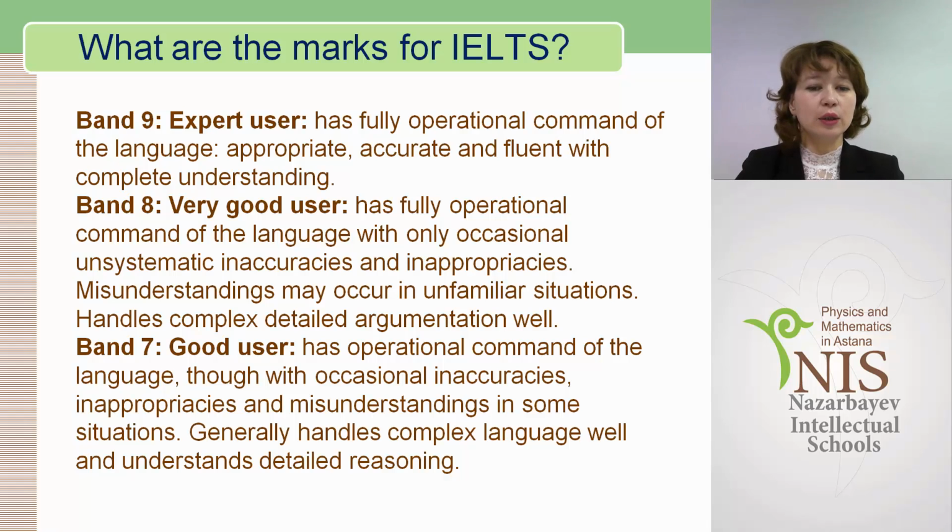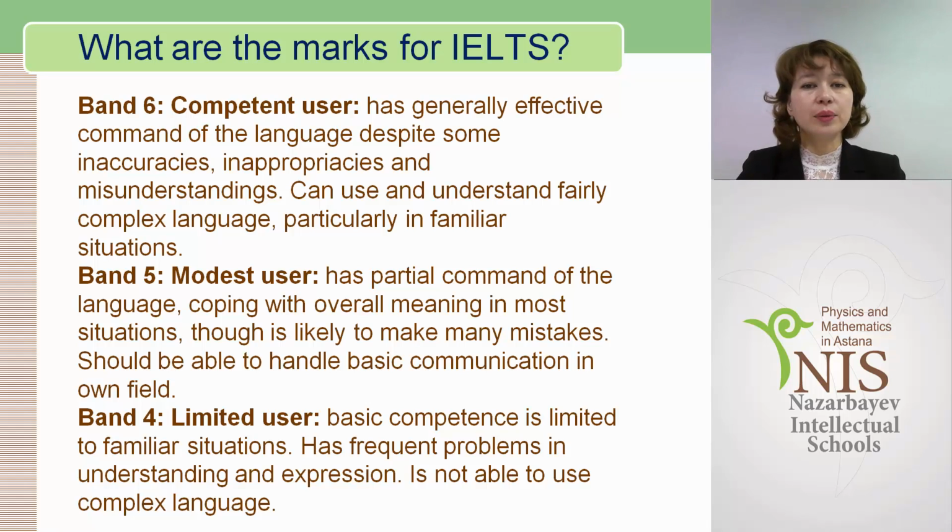Band 7 means a good user. A good user has operational command of the language, though with occasional inaccuracies, inappropriacies, and misunderstandings in some situations. Generally handles complex language well and understands detailed reasoning. Band 6, competent user, has generally effective command of the language despite some inaccuracies, inappropriacies, and misunderstandings. Can use and understand fairly complex language, particularly in unfamiliar situations.